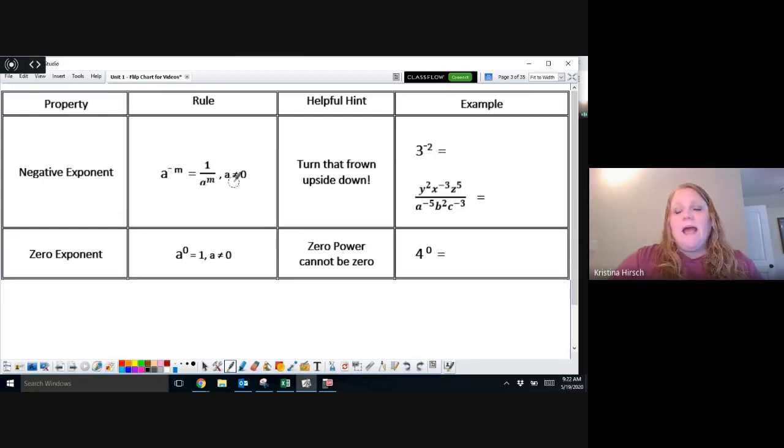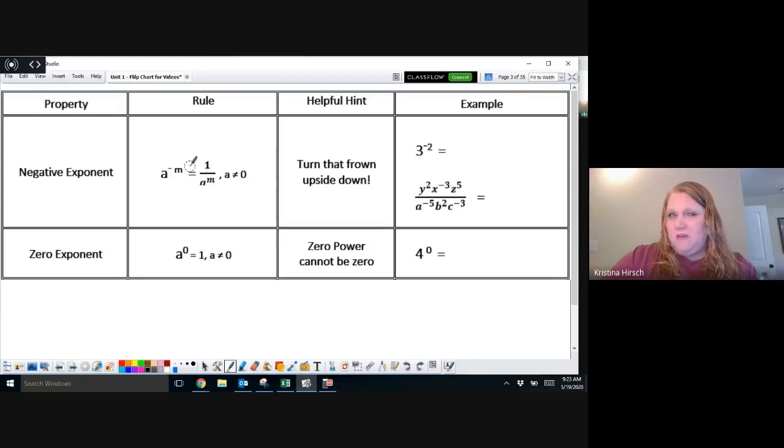So instead, I like to say you turn that frown upside down. If the negative exponent is a part of the numerator, you flip it and it goes to the denominator. And if it's in the denominator, you flip it and it comes up to the numerator. And when you turn that frown upside down, the negative goes away. I know it's kind of cheesy, but it's like if you're not happy, then move. Go somewhere where you're going to be happy.